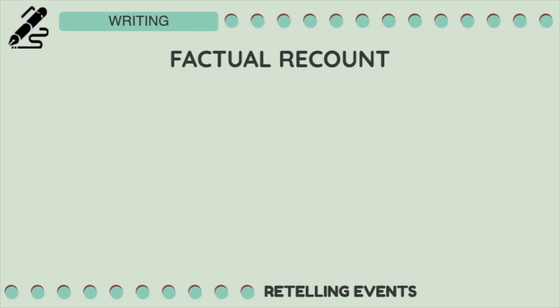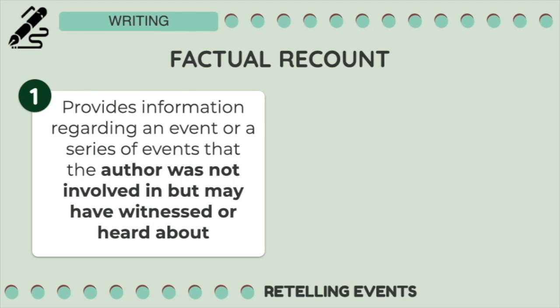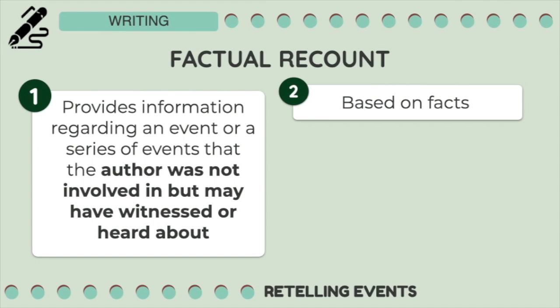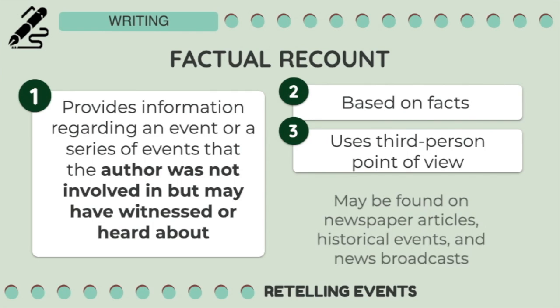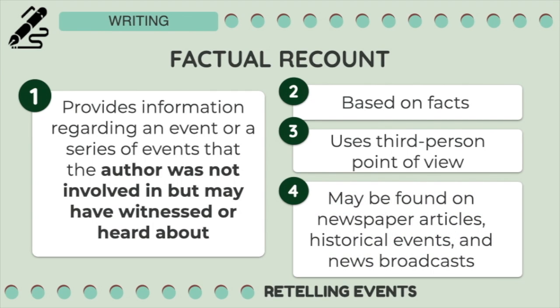If we look back at our previous lesson about factual recounts, we can remember that it provides information regarding an event or a series of events that the author was not involved in but may have witnessed or heard about. This type of text is often written with an objective tone. A factual recount is based on facts. It usually makes use of the third-person point of view. Factual recounts may be found in newspaper articles, historical events, and news broadcasts.